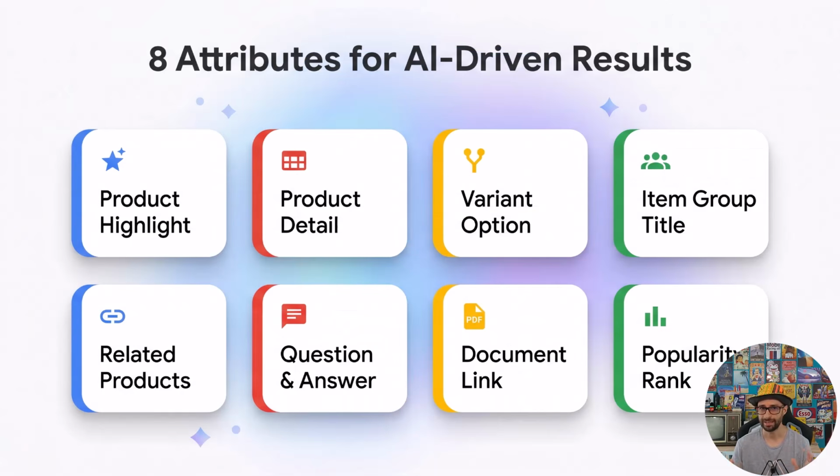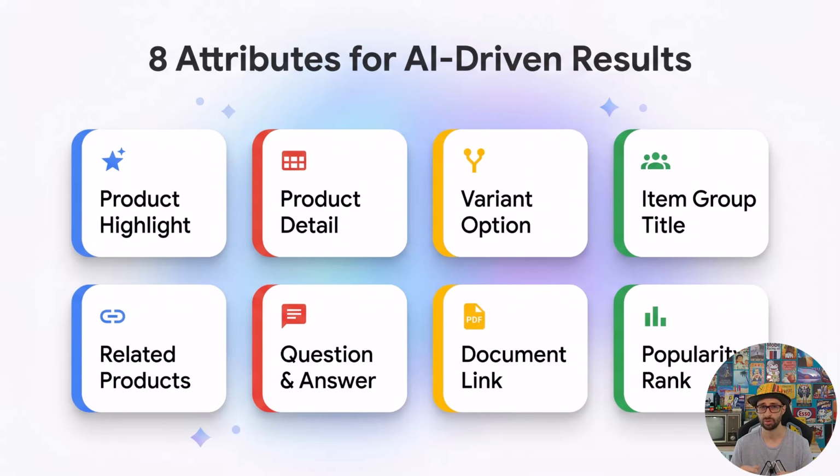Alright, so let's do a little recap of the 8 attributes Google explicitly connects to AI-driven services. Product highlights, which are the selling benefits, so use TSV and watch out for commas. Product details, these are technical specs structured in 3 levels, so the section, attribute name, and attribute value. The variant options, which is the variant differences that go beyond the standard attributes like the color and size. The item group title, which gives the variant group a clean shared title that AI can understand.